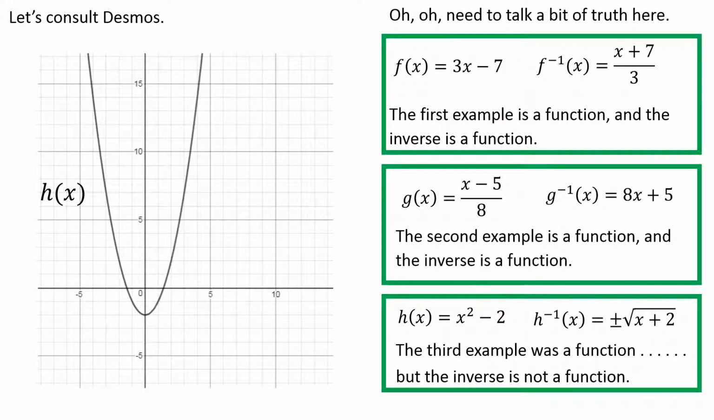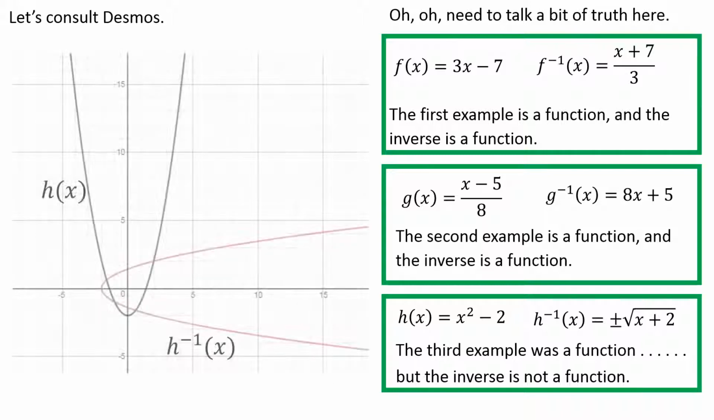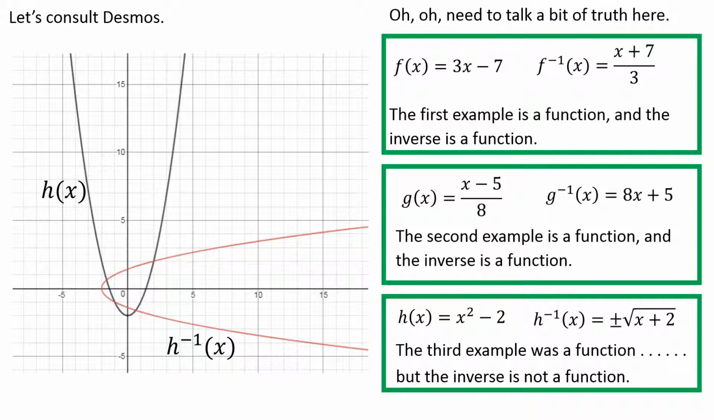Okay, the issue with h of x. The original is a function, it's a parabola. I can draw vertical lines, never hit it more than once. But if I look at the inverse function, a sideways parabola, a vertical line can hit that more than once. So h inverse of x is not a function. It's still a relation. It's still the inverse of the function h of x, but it's not a function by itself.